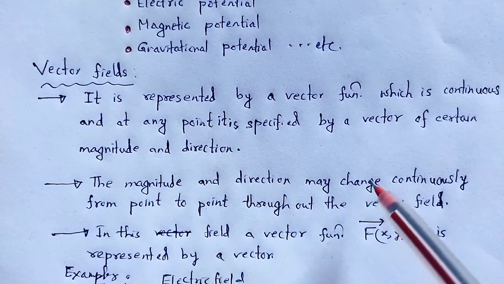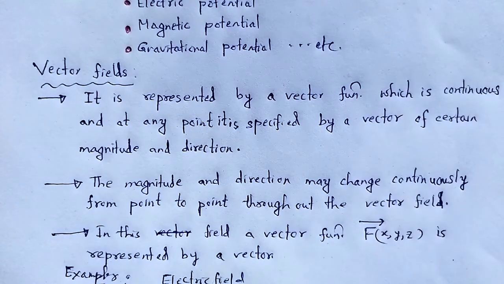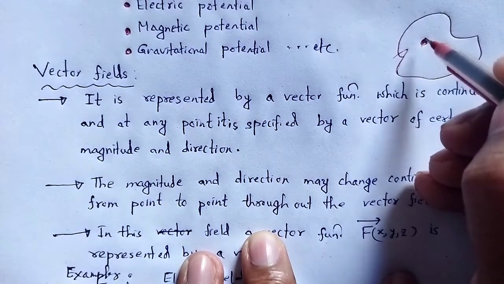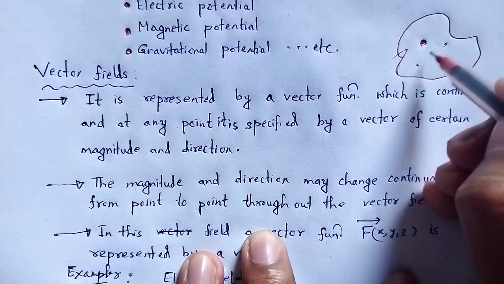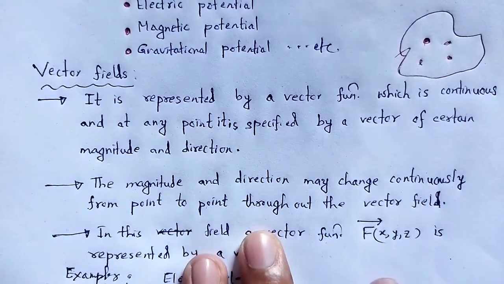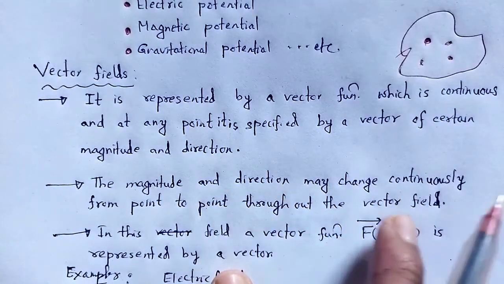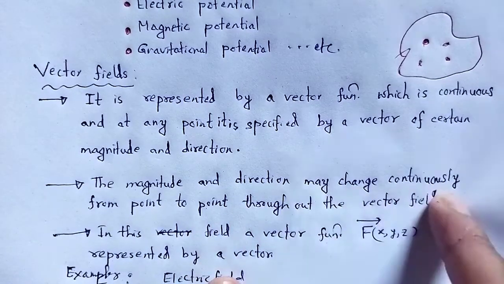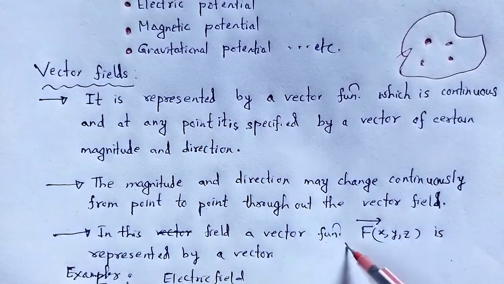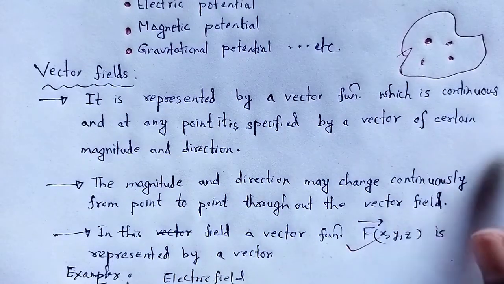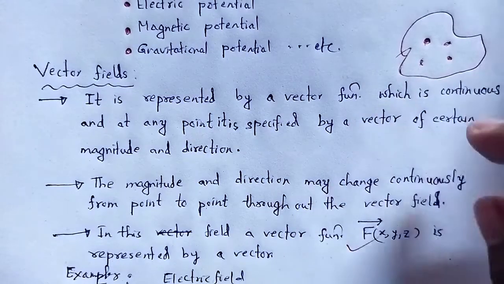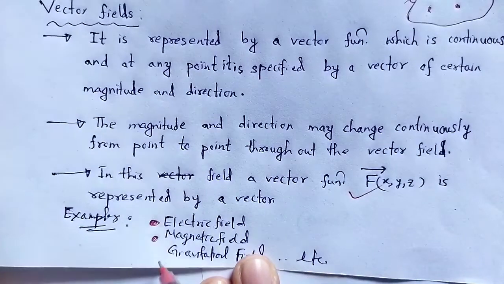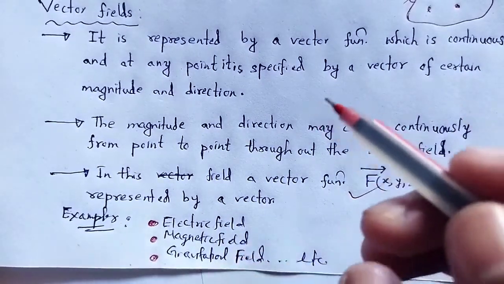The magnitude and direction may change continuously from point to point. In a vector field, a particular point is associated with a particular magnitude and direction, and other points have different magnitudes and directions. That indicates the magnitude and direction may change continuously from point to point throughout the vector field, and it is represented by a vector function. Let f vector of x, y, z be represented by a vector, then it represents the vector field. Physical quantities like electric field, magnetic field, and gravitational field are some examples of vector fields.